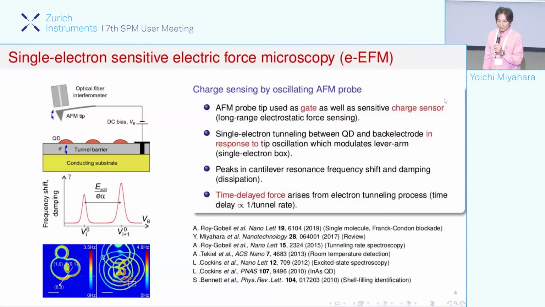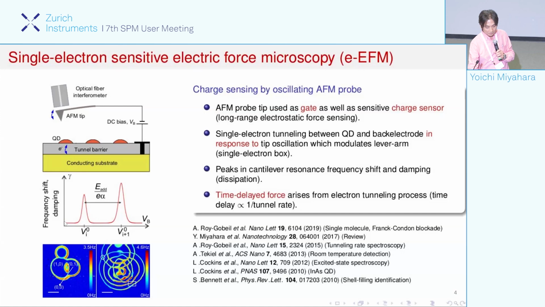So I've been working on this single electron sensitive electrostatic force microscopy. We call it EFM. This is a very interesting way to measure the electronic structure of the individual quantum dot, by looking at the single electron tunneling between the quantum dot and this conducting substrate. Basically, the vibrating AFM tip induces single electron tunneling between the quantum dot and the conducting substrate, which causes an oscillating force acting on the tip, which causes frequency shift and dissipation or damping.